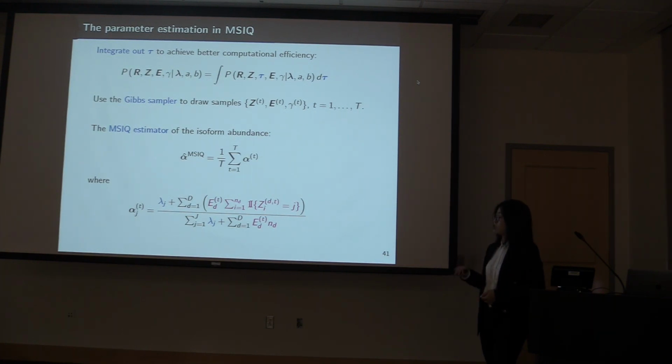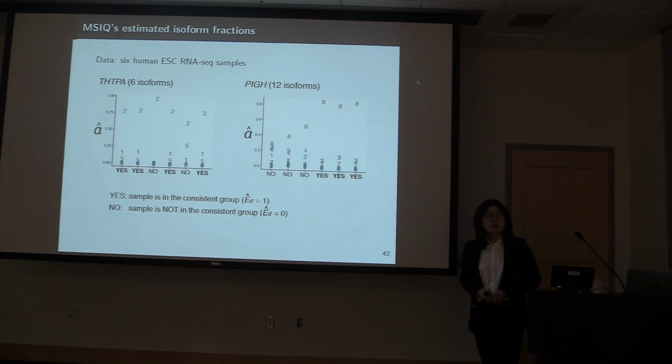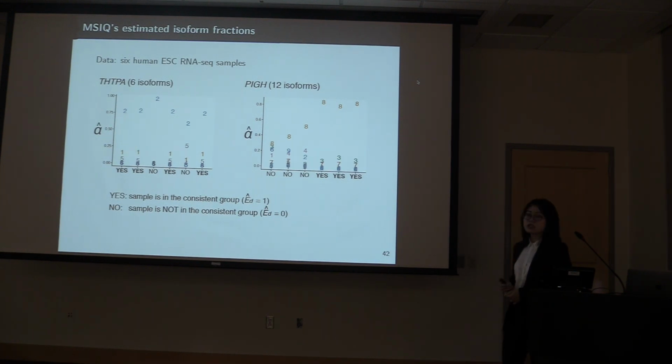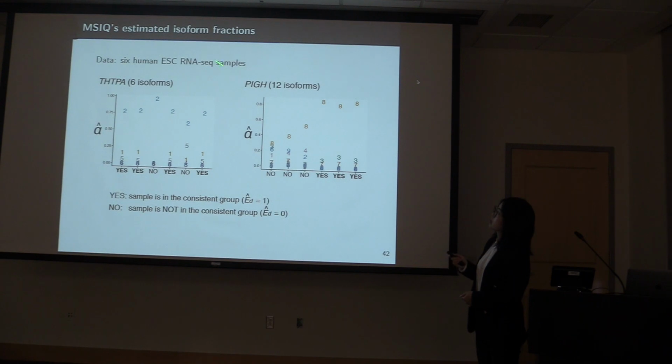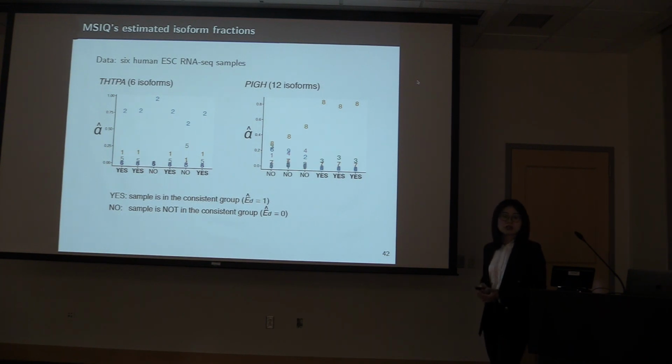With this MIS-IQ estimator, I first want to use two examples to demonstrate why it is necessary to consider the heterogeneity in RNA-seq datasets. I applied the MIS-IQ method to 6 human embryonic stem cell RNA-seq samples. In these two figures, the numbers denote the isoform indices. The y-axis is their corresponding isoform fractions, and the x-axis denotes the 6 samples. If a sample is identified as in the consistent group by MIS-IQ, then it's labeled as yes. Otherwise, it's labeled as no.